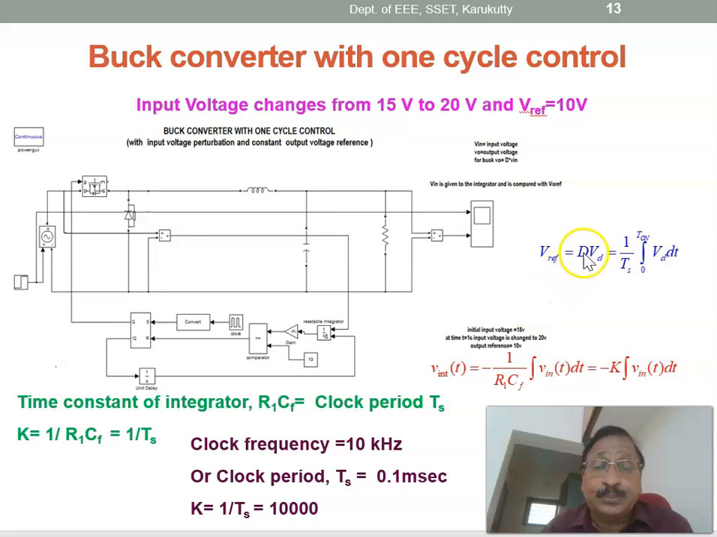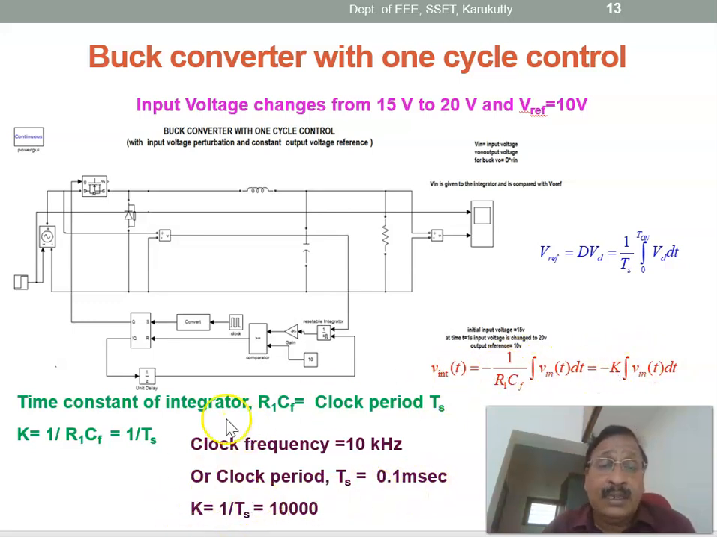And of course, here a multiplication is to be done, because the time constant is to be taken care of. V integrator equals minus 1 by R1 Cf times the integral of V in dt, or that is equal to the constant K times the integral of V in dt. The time constant R1 Cf is the same as the time period of the clock. Therefore, we are selecting a clock frequency of 10 kilohertz, or a clock period of 1 by 10 into 10 raised to 3, or 0.1 milliseconds. Therefore, we are selecting R1Cf the same as Ts, which is equal to 0.1 milliseconds.